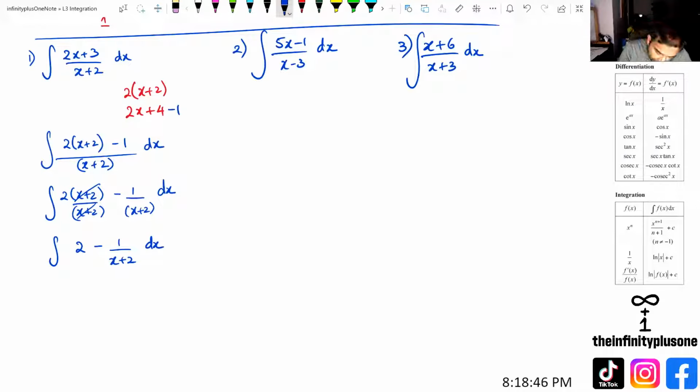Now when I integrate this, I am going to get 2x minus ln of x plus 2 plus c, and then divided by the differentiation of this, which happens to be 1.